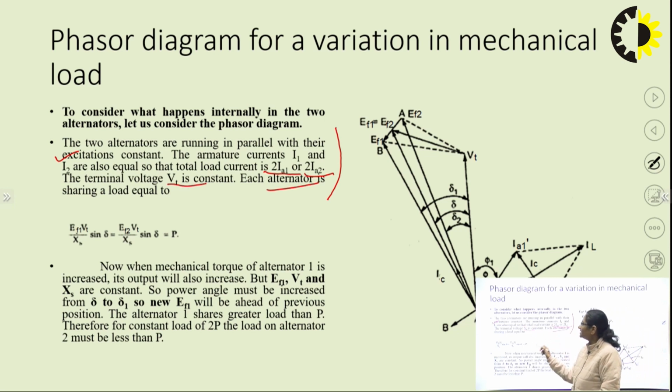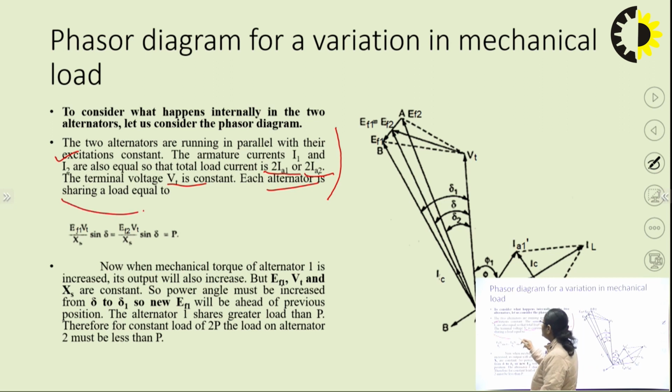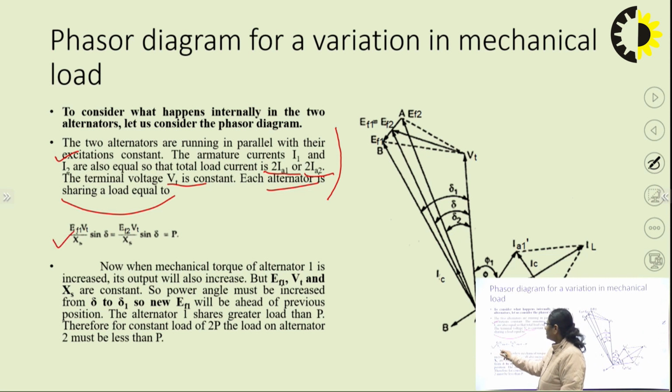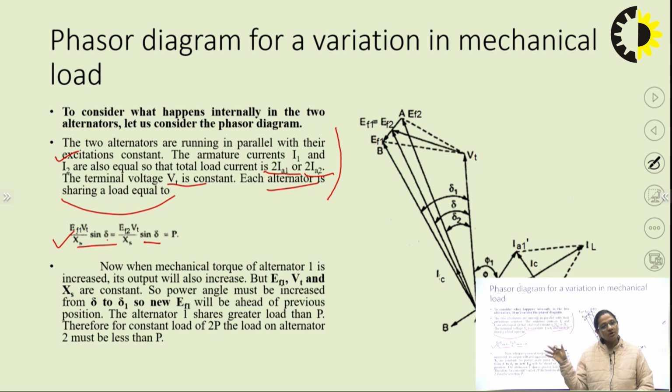Each alternator is sharing an equal load, and that load can be written as EF1 VT upon XS sin delta, EF2 VT upon XS sin delta, where delta is the load angle for the two alternators. The two alternators are equally loaded. The terminal voltage of this parallel combination is VT, it is constant. The excitation EMFs EF1 and EF2 are constant in magnitude and they are equal.